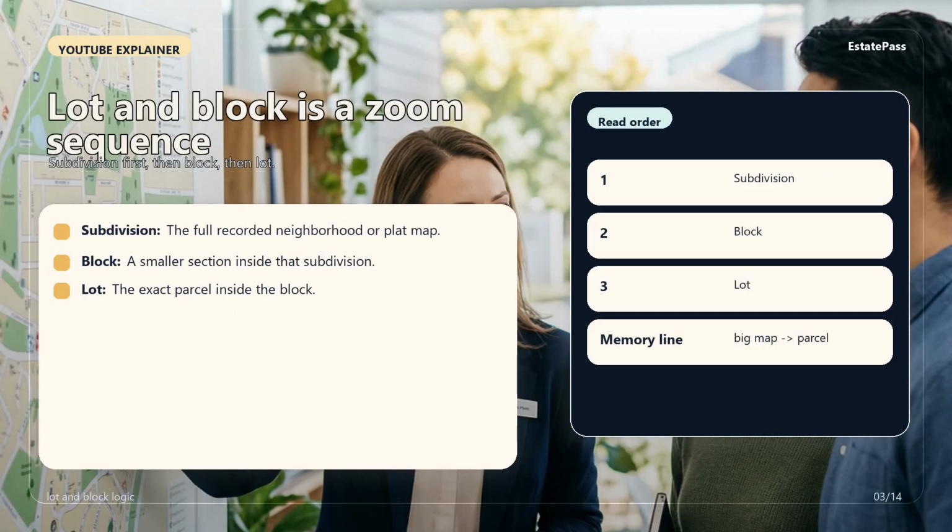Let us start with lot and block because it is the friendliest one once the order clicks. The subdivision is the full recorded map. Inside that subdivision, you find the block. Inside that block, you find the lot. This is not a riddle. It is simply a zoom sequence.